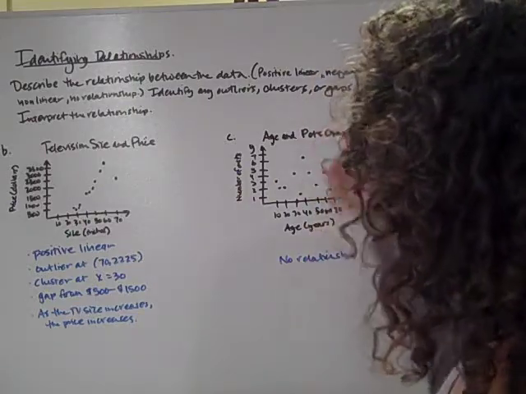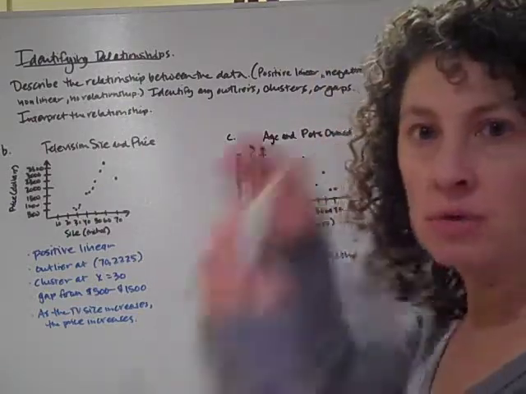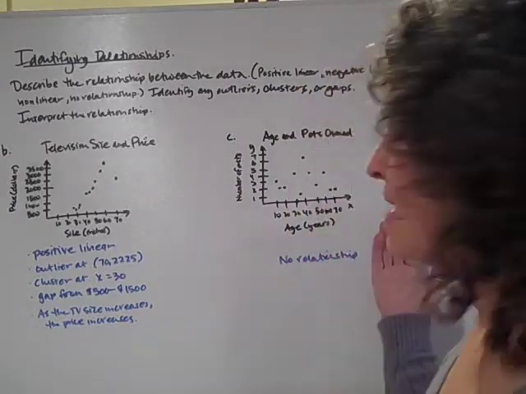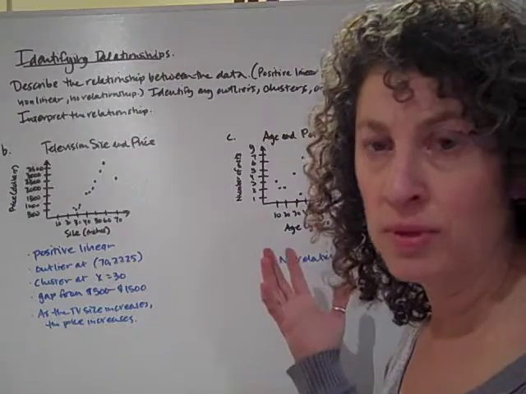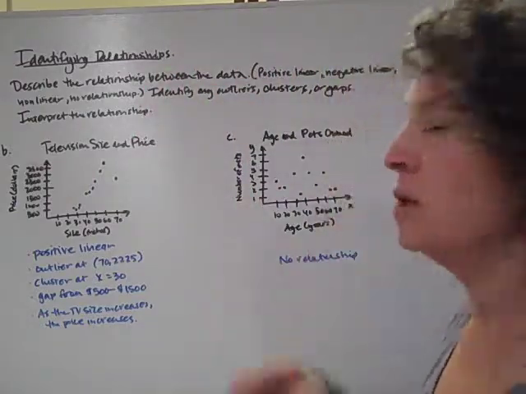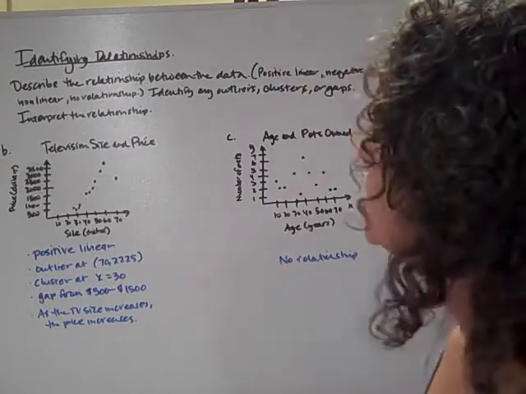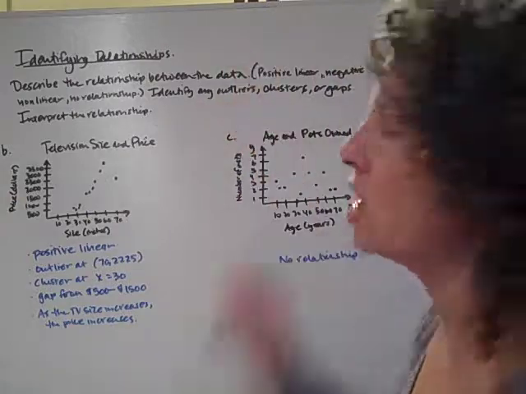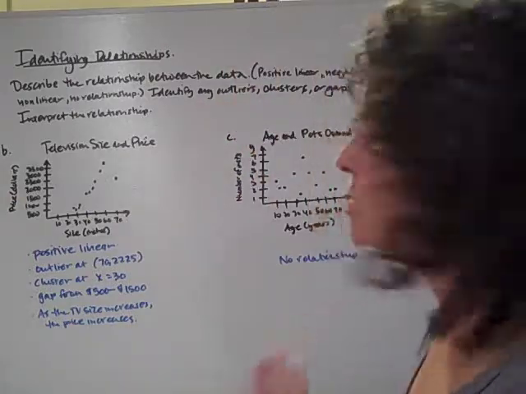And since there's no relationship, I can't really describe anything that's outside of the norm here. I don't seem to have any clusters. I don't seem to have any big gaps. They're just all over the place here. And since there's no relationship, I can't interpret the relationship. So once I've got that no relationship, I'm done with it. So we can get information from a graph to answer some questions, and we can also talk about the relationship of the data based on a scatter plot.